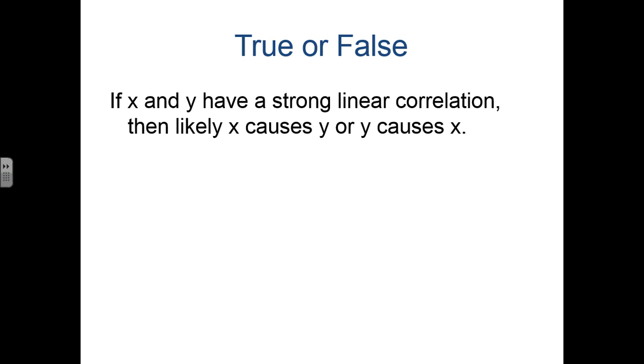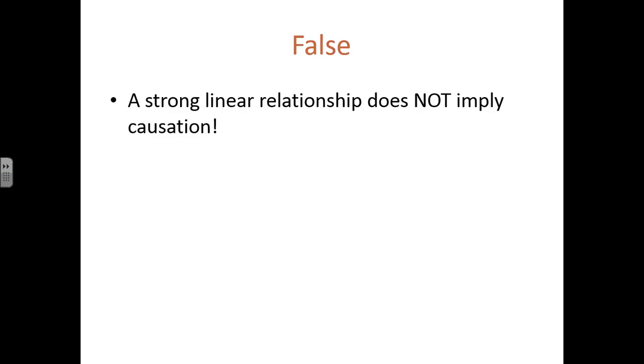True or false, if x and y have a strong linear correlation, then likely x causes y or y causes x. What do you think about this one? Stop for a second and think. This answer is false. This is a very, very common mistake. Just because there is a strong linear relationship does not mean that one is causing the other.